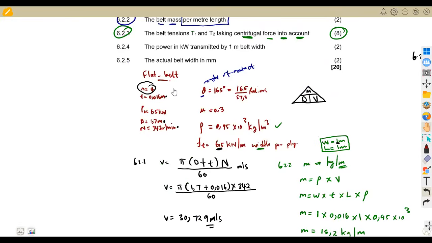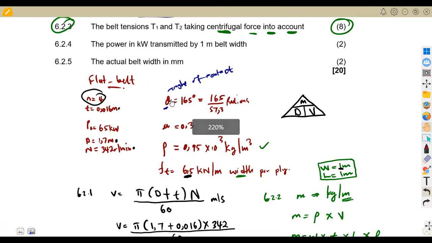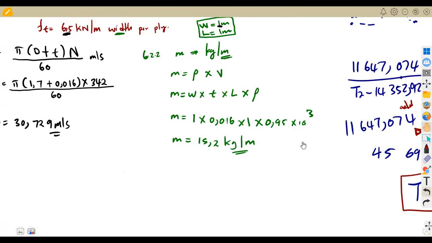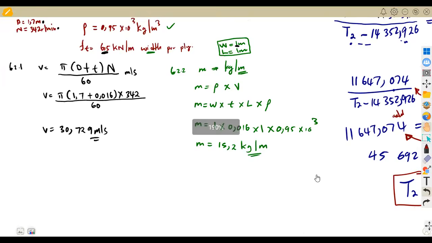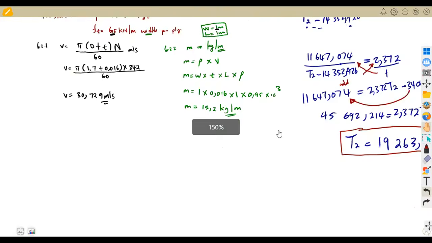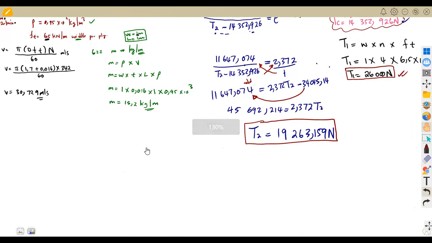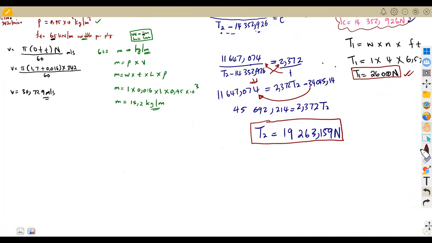All right. Then the other part, they need us to calculate the power in kilowatts transmitted by a 1 meter belt width in this case. Remember, we calculated the velocity and we also calculated T1 and T2. So you can use the effective tension because we've got T1 and T2, which were calculated at 1 meter. All these values corresponded at 1 meter belt width. So meaning to say there's nothing that we're going to change in this case.